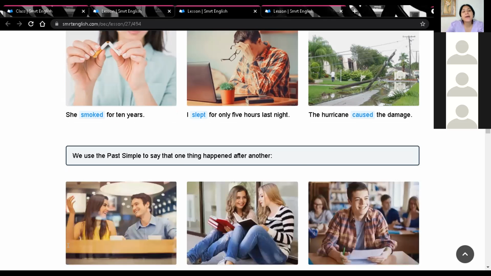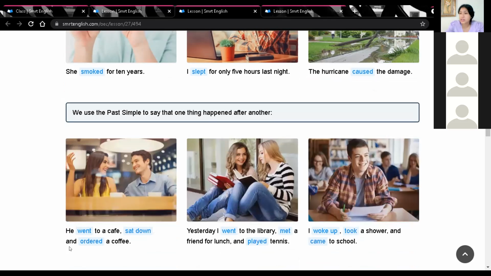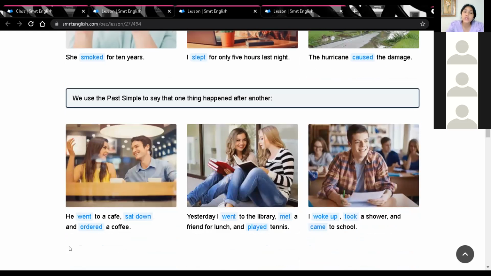Now it says, we use the past simple to say that one thing happened after another. For example, he went to a cafe, sat down, and ordered a coffee. The three different actions that I have in here are concluded, are done. Yesterday, I went to the library, met a friend for lunch, and played tennis. Those three things that I'm talking about are concluded, they're done. Next one, I woke up, took a shower, and came to school. The three different situations are over or done.